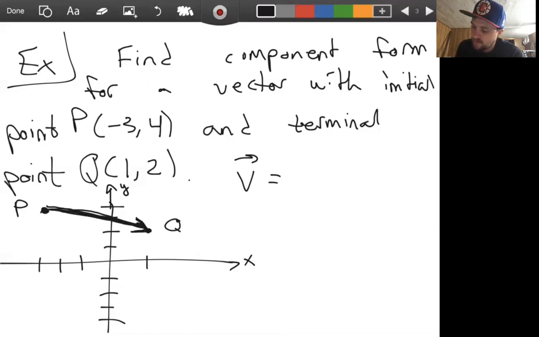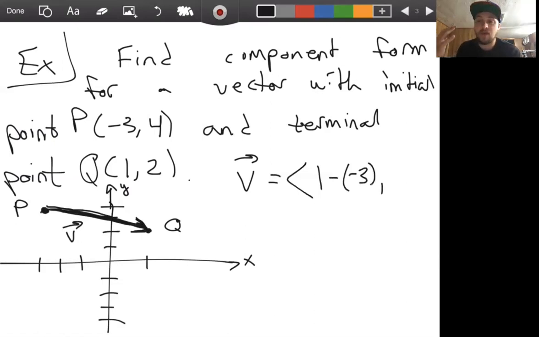Okay, this is our vector V. But what is this vector in component form? Well, in component form, we represent the x and y components of this vector by taking the final point minus the initial point, component-wise. So the x component for the terminal point is 1, and we subtract the x component of the initial point, which is -3.